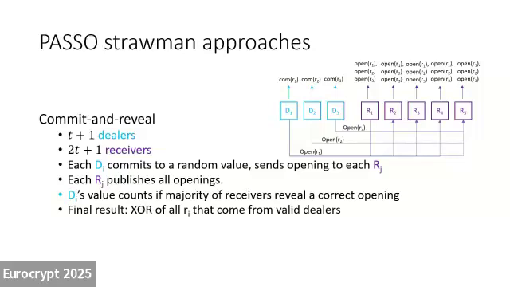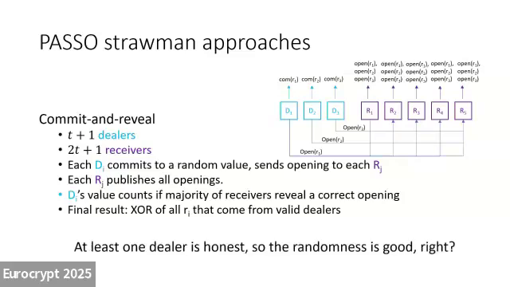And the final result will be the XOR of all the Ri which come from the valid dealers. And since at least one of the dealers was actually honest, the final XOR should be good enough as randomness, right? And unfortunately, this intuition is incorrect.